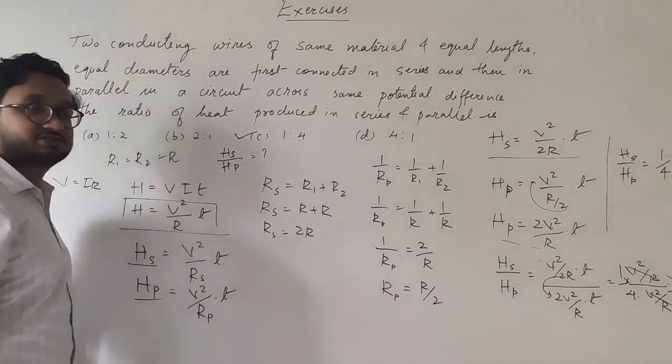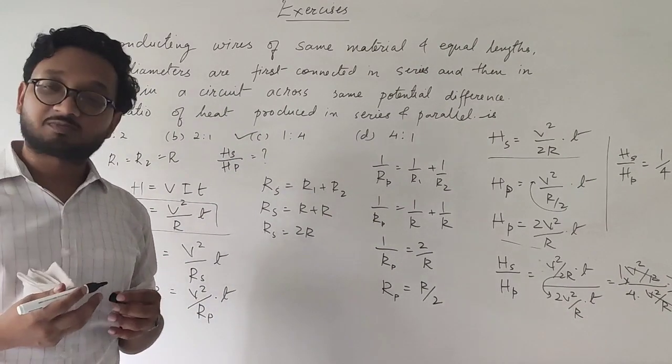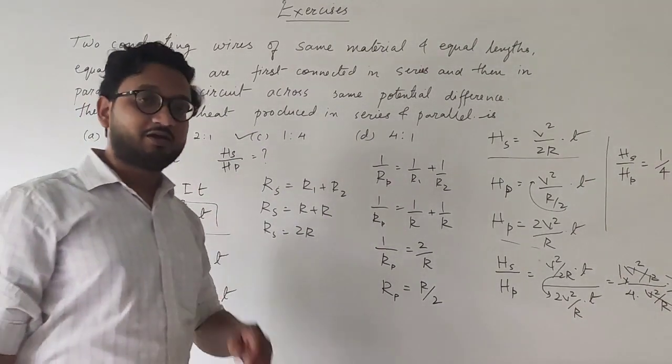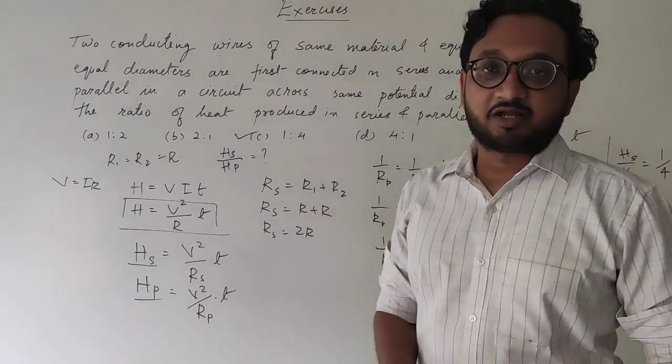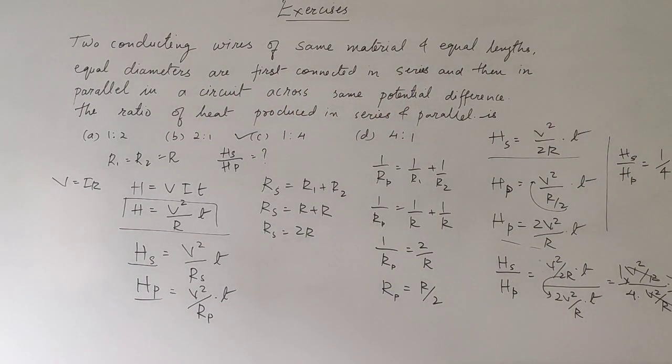So this is your answer. hs by hp is 1 by 4. I hope it is clear to you, students. You can pause the video and check once again. If you have any doubts, please give any comments.